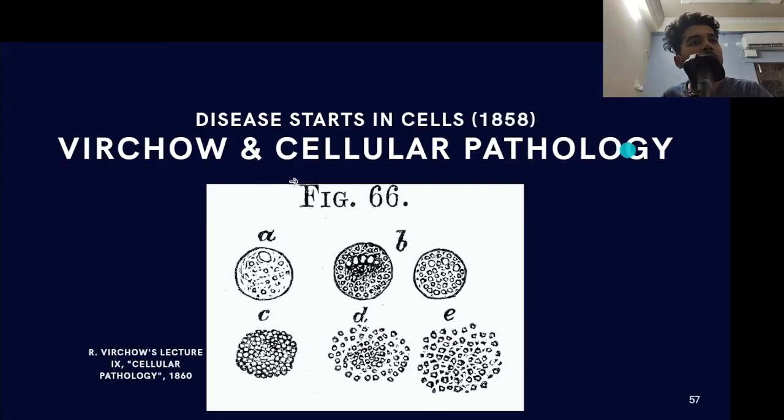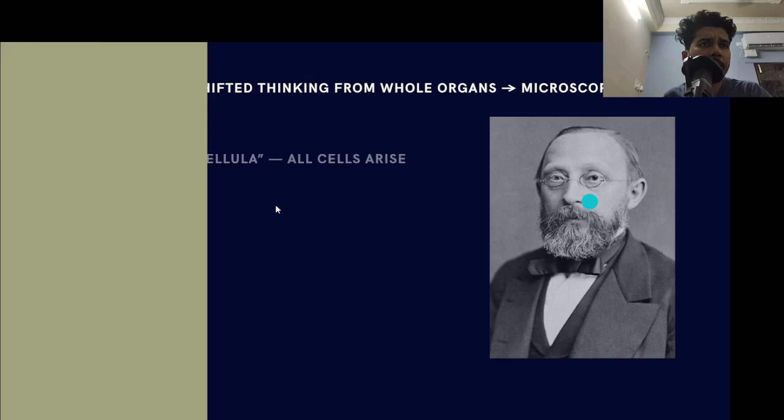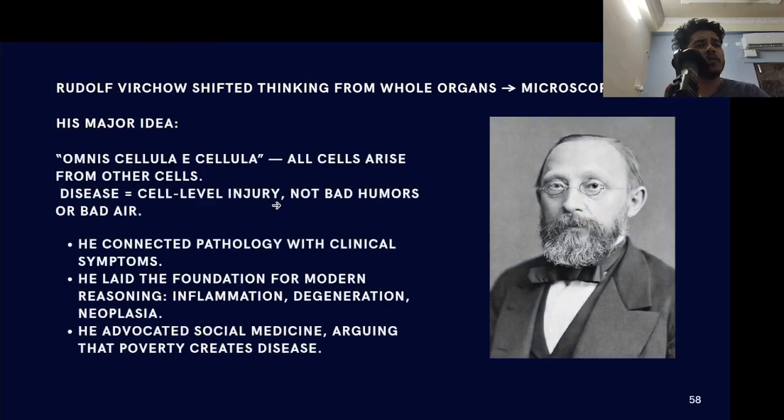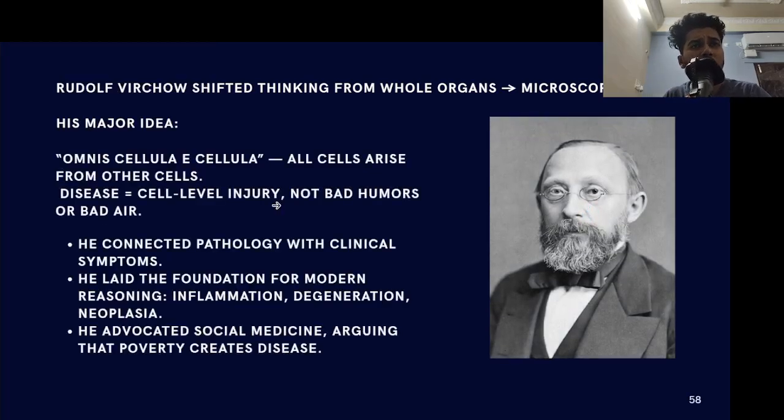Now, we'll talk about how diseases start in cells. Virchow and cellular pathology. So here is one of the images from Rudolf Virchow's lecture called Cellular Pathology from the 1860s. Rudolf Virchow shifted thinking from whole organs to microscopic units. His idea was omnis cellula e cellula, which means all cells arise from other cells. That is, disease is a cell level injury, not bad humors or bad air.